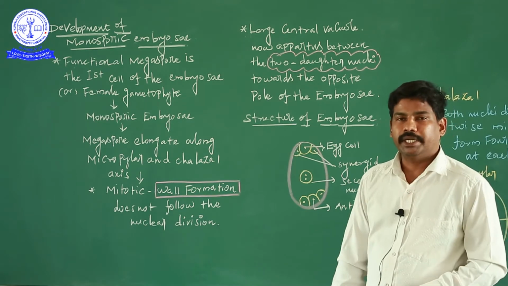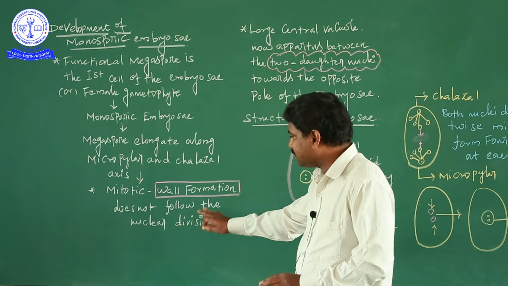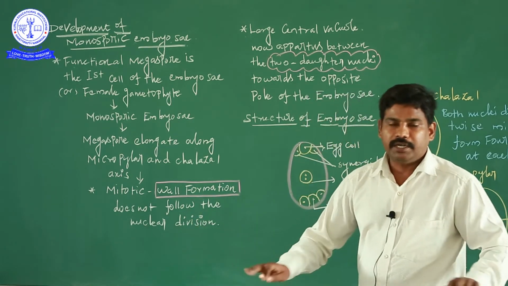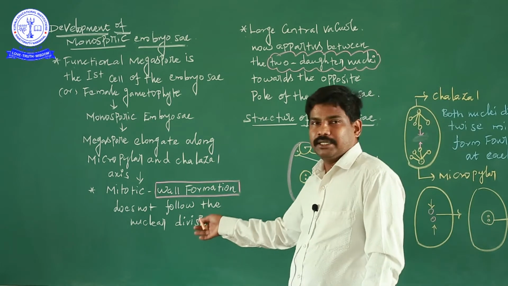Which one is very important? This is a mitotic division. The wall formation does not follow the nuclear division. This is very important. It was already asked as a 1 mark question.